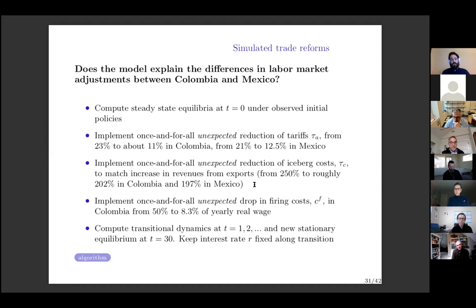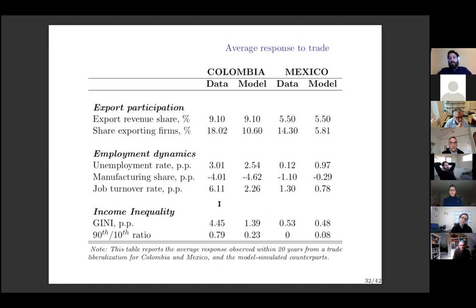And as I mentioned at the beginning, Colombia opened up trade also together with a liberalization in the labor market, reducing the firing cost from 50% to 8.3% of the real wage. So I'm going to introduce also that. I'm going to compute the transitional dynamics, and I'm going to compare the average outcomes along the transition for both countries with the data. And this is what basically we get.